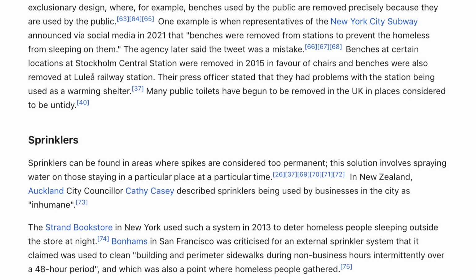The Strand Bookstore in New York used such a system in 2013 to deter homeless people sleeping outside the store at night. Bonham's in San Francisco was criticized for an external sprinkler system that it claimed was used to clean the building and perimeter sidewalks during non-business hours intermittently over a 48-hour period, and which was also a point where homeless people gathered.